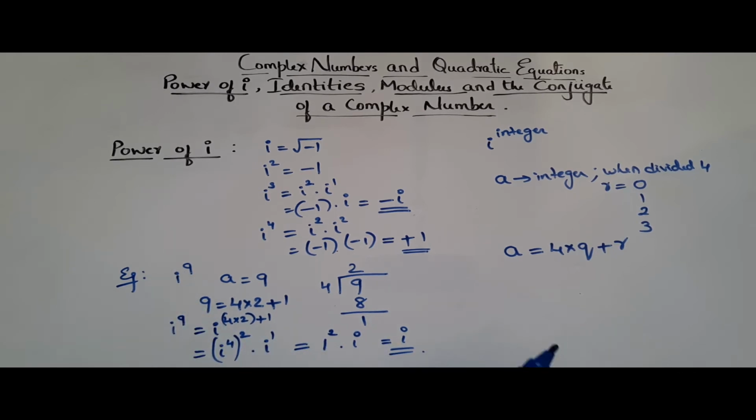So here in general we can say i power 4 into something. If you take this as k or q, in this case we have taken q, so i power 4q is equal to 1. We know i power 4 is plus 1, so 1 power any number will give you 1, right? So in general we can say i power 4 into q is equal to 1.